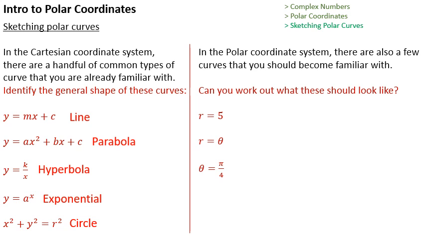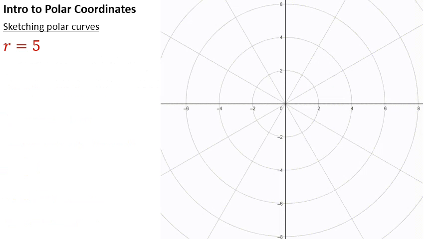What about theta equals pi by 4? And then finally, slightly weirder one, r equals 1 over theta. What would happen to the radius or the size of the distance to the point as theta gets larger and larger? Well, let's start with this first one, r equals 5.